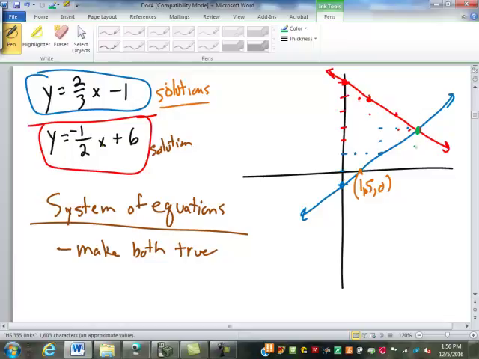Since I did this very carefully, I know that's at 6, 3. If I put in 6 here, that's going to be 4 minus 1 is 3. That's true. If I put in 6 here, that's going to be -3 plus 6 is 3. That's true. That point, 6, 3, makes both of those equations true. That is the solution to the system of equations.